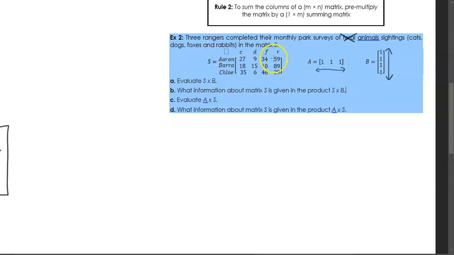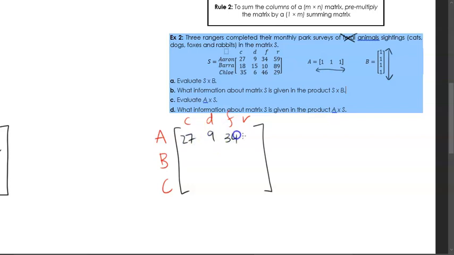Alright, so we're going to evaluate S times B. So this matrix here multiplied by this column of 1s, and we're going to see what happens. The first thing I'm going to do is write A, B, C on the left, and small c, small d, small f, and small r on the top. That's talking about the people and the animals respectively. 27, 9, 34, 59, 18, 15, 10, 89, 35, 6, 46, 29 being multiplied by 1, 1, 1, 1.